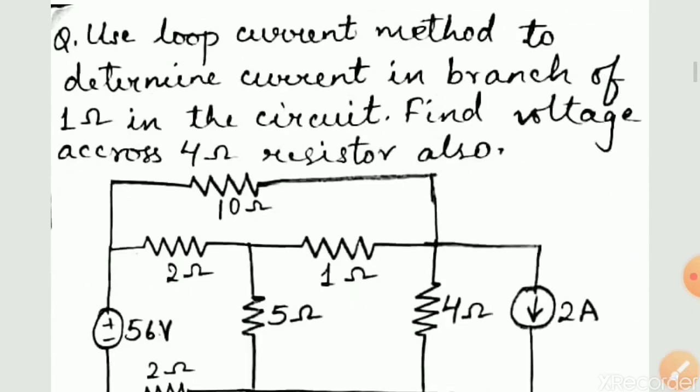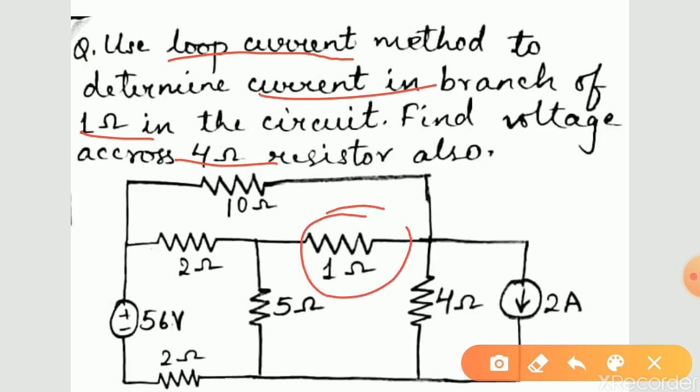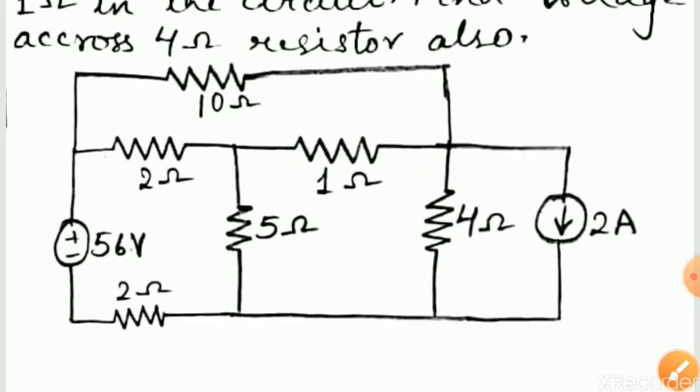Here we have a circuit. The question states that using the loop current method, determine the current in the branch of the 1 ohm resistor in the circuit. Find the voltage across the 4 ohm resistor also. So we need to find the current flowing through the 1 ohm resistor, and we also need to find the voltage drop across the 4 ohm resistor. Before resolving this question, let us minimize the circuit.